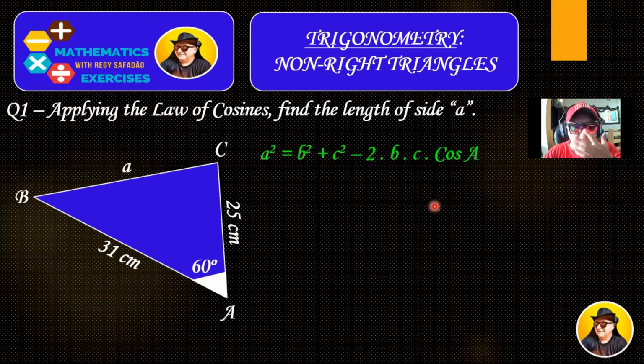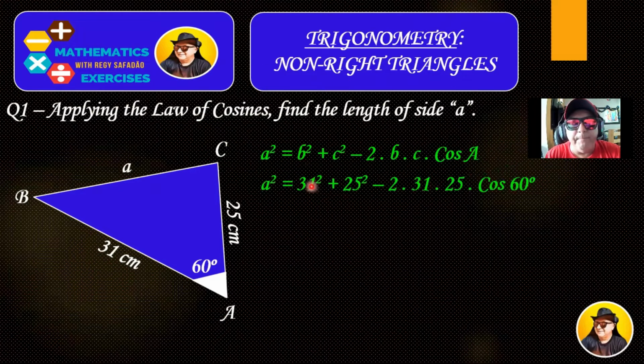So let's apply the formula. A squared is B squared plus C squared. B may be 31 and C is 25, okay? And minus 2 times B times C times the cosine of the angle. That is 60 degrees in our situation now. So now let's replace the values. Pay attention. B is 31, so 31 squared. C is 25, so 25 squared, sorry. B is 31, C is 25, and the cosine of A is the cosine of 60 degrees, all right?